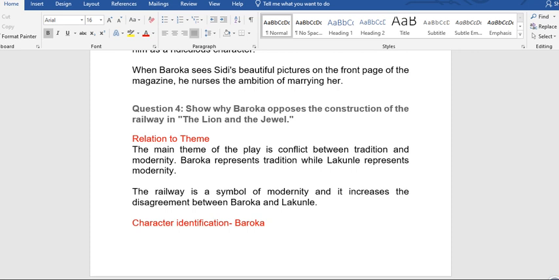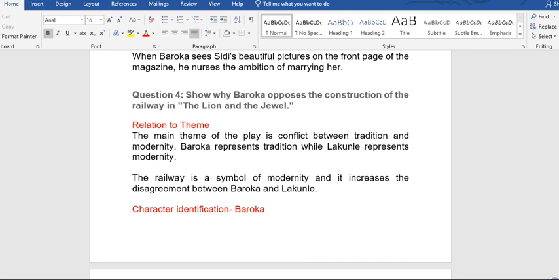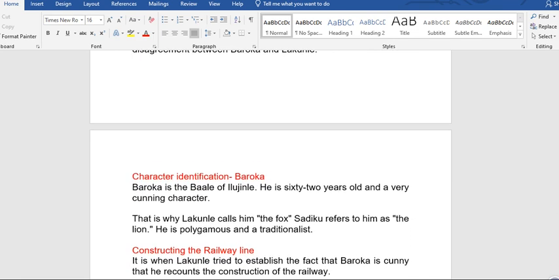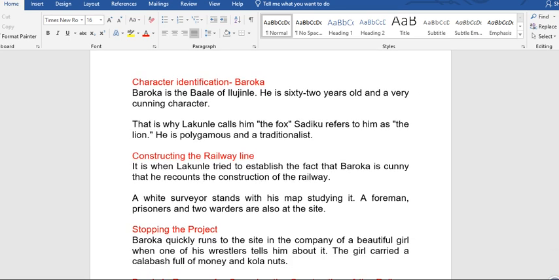The first thing to do, as usual, is relation to theme. The main theme of the play is the conflict between tradition and modernity. Baruka represents tradition while Lakunle represents modernity. The railway is a symbol of modernity and it increases the disagreement between Baruka and Lakunle. Next is character identification, where you identify the characters mentioned in the question. Those are the guidelines set by WAEC that candidates need to understand very well.